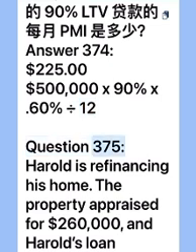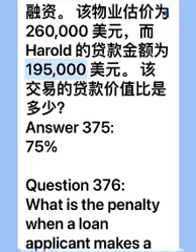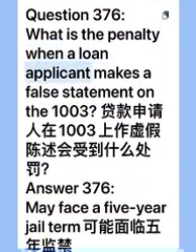Question 375. Harold is refinancing his home. The property appraised for $260,000, and Harold's loan amount is $195,000. What is the loan to value for this transaction? Answer: 75%.